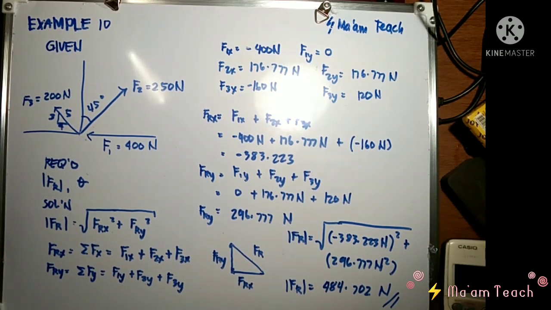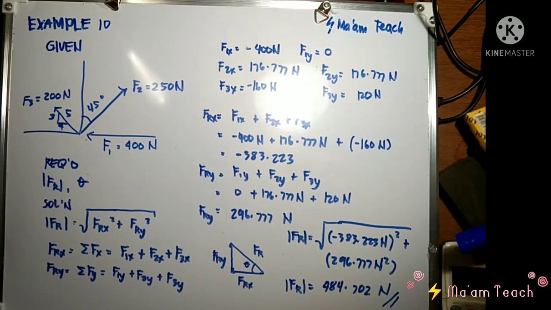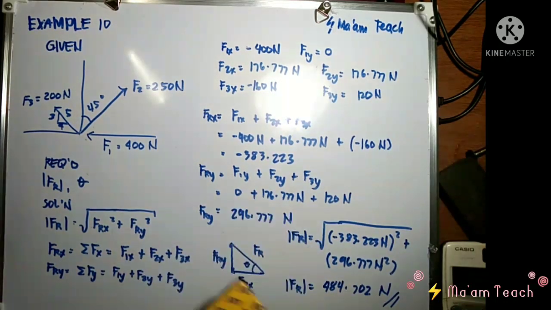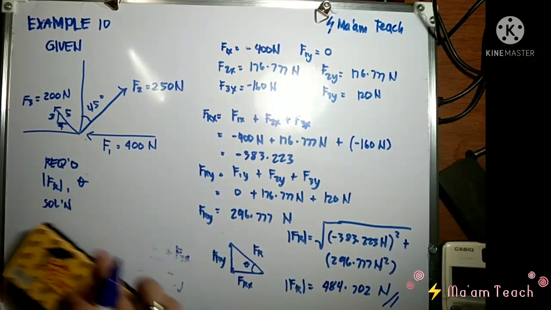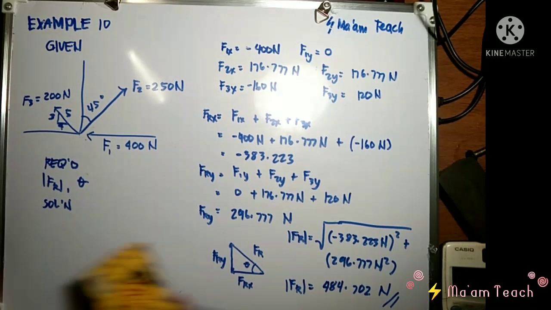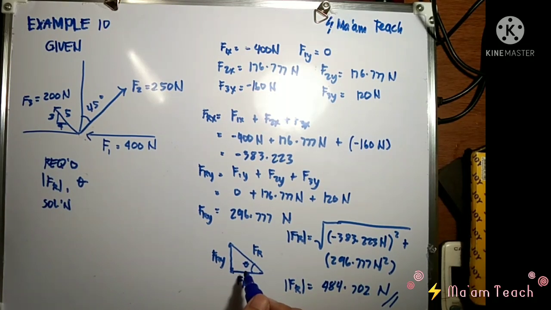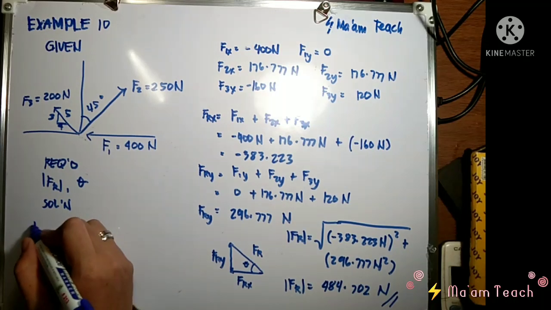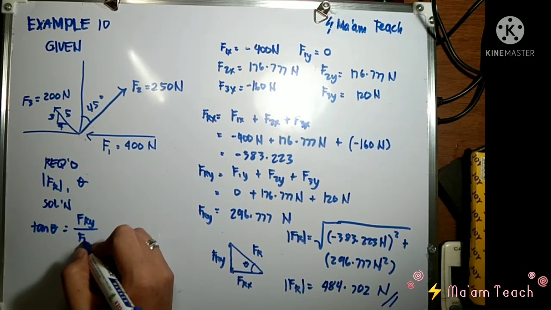Okay, now how about for the theta or the angle? So in this case, class, our theta is here, or with respect to the x-axis. So using this, okay, I'm sorry for that. So I'll just erase this one. Okay, so for the theta, we have what trigonometric identity? So the same, class, we will be using the tangent, using the y component and the x component. So tangent theta, Fry over Frx.